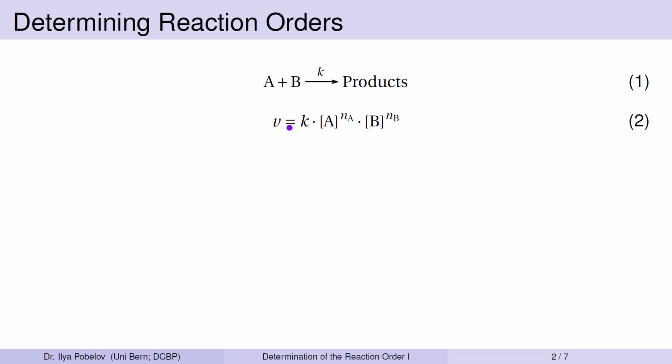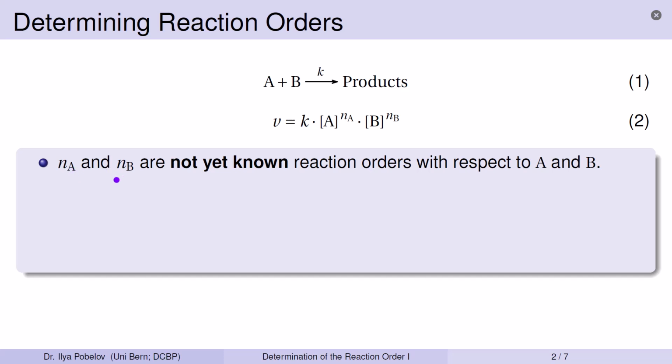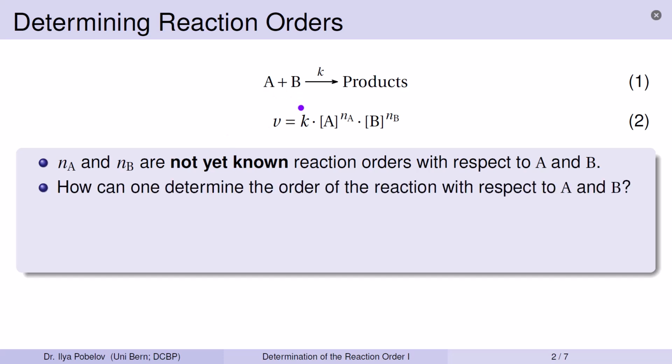V equals K times the concentration of A to the power of Na times the concentration of B to the power of Nb. Here, Na and Nb are not yet known reaction orders of this reaction with respect to reactants A and B. How can we determine the order of the reaction with respect to A and B?